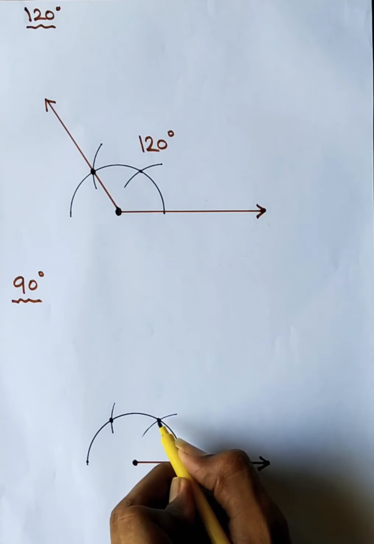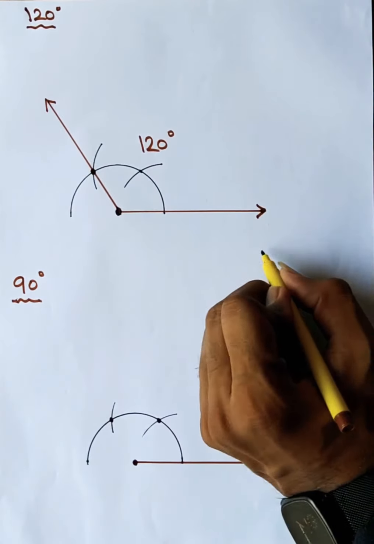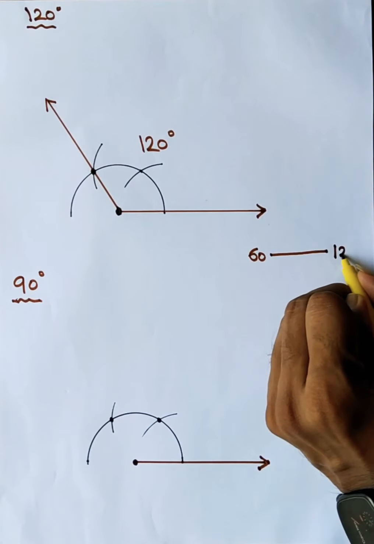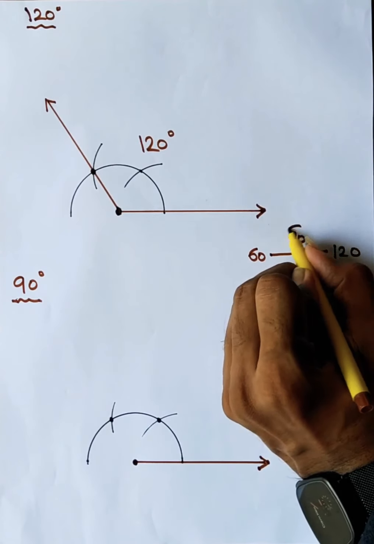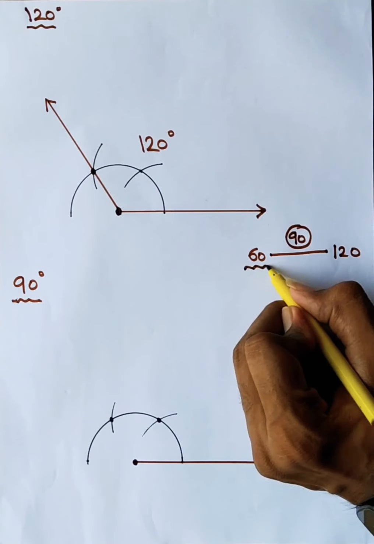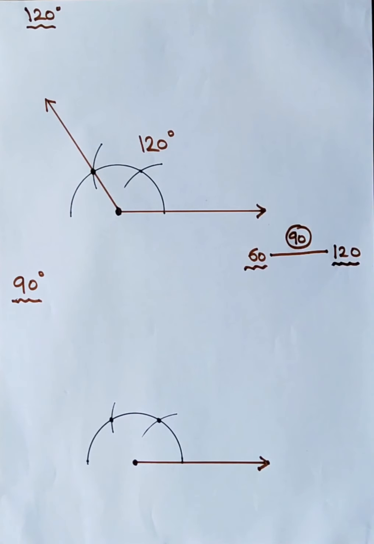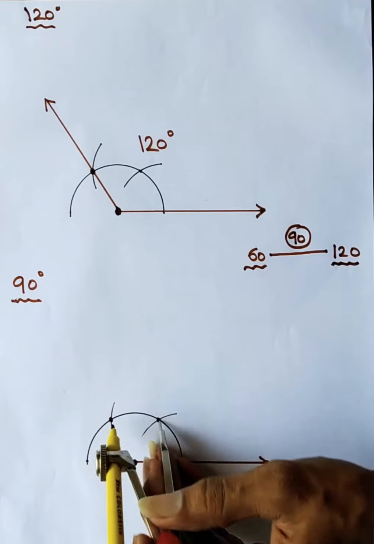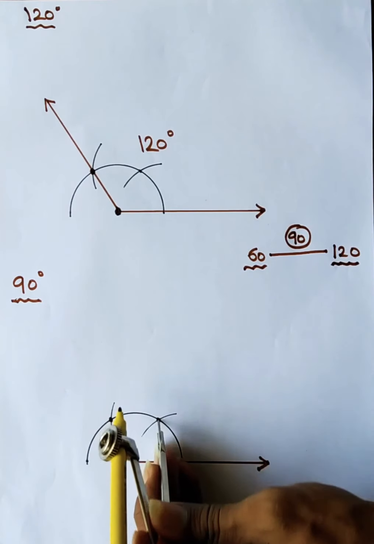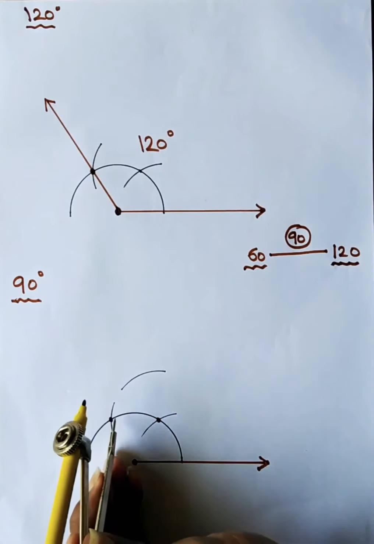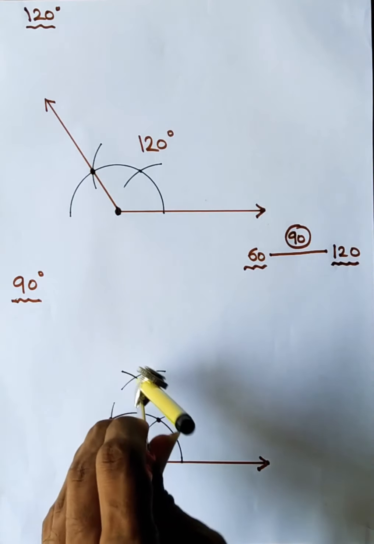Now why are we doing 60 and 120 in 90? Because 90 comes exactly in between 120 and 60. So what we do, we will draw a bisector of 60 and 120 that will give us 90 degree. So here 60, here 120. Now again taking the same radius, from this point draw a small arc, and from the 120 point draw a small arc.